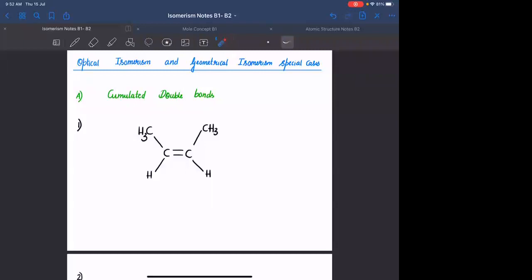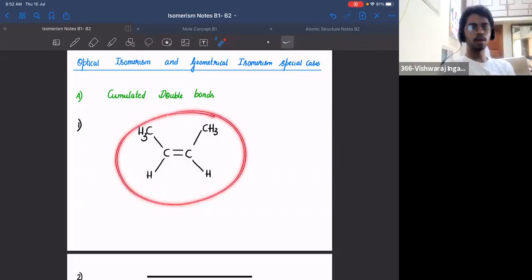Whenever you have cumulated double bonds, what does cumulated double bonds mean? You have two double bonds on the same carbon. Then it is called a cumulated compound. Agreed? If both the double bonds are adjacent, then it is called cumulated. This first example is not a cumulated alkene. This is a simple alkene. In fact, this is not a diene. You have only one double bond.